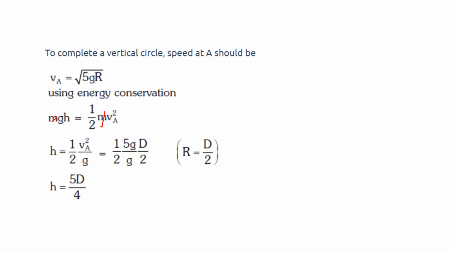Now, what we do here is we replace r by d by 2 because all the options in the question that are given to us are in the form of d, right? So when we put in the value for vA square, we get 1 by 2 into 5g d upon g into 2. We cancel out g, hence the answer is 5d by 4.